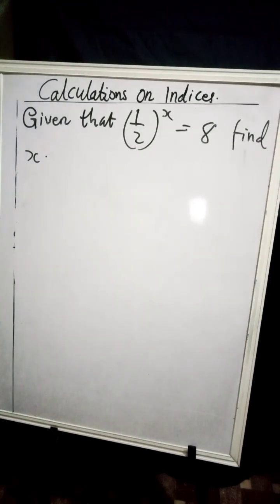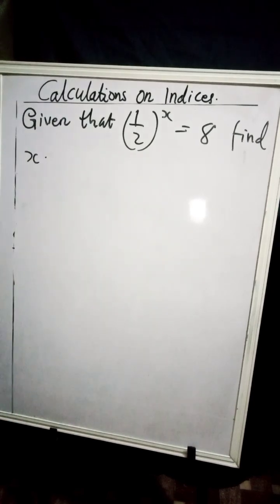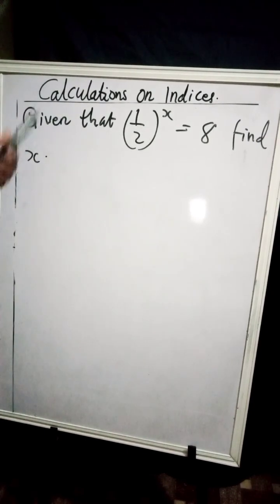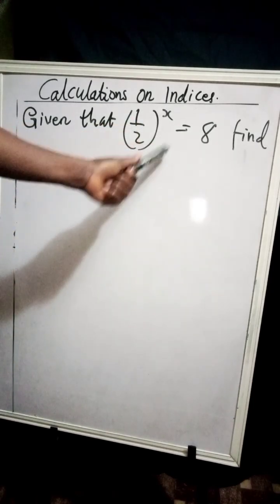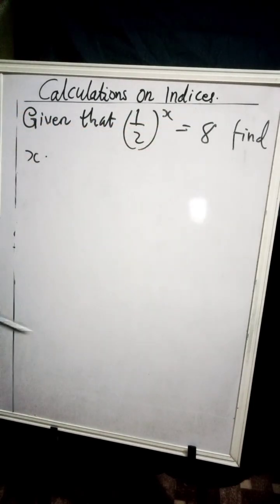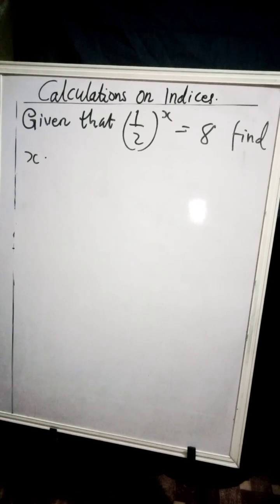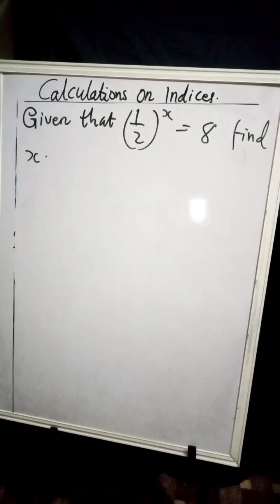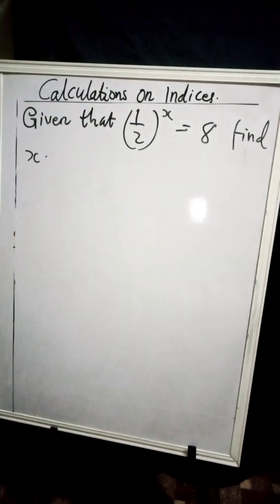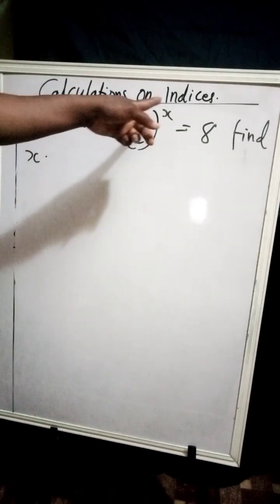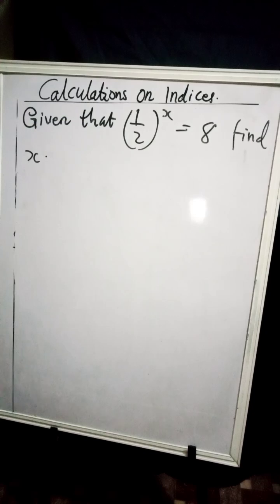Okay, we will solve one more problem. Then you carry out your own activities and hand in. The next question says half to power x is equal to 8. Find the value of x. Remember that this half is the same thing as 2 to power negative 1. And negative 1 multiplied by x will give us negative x.